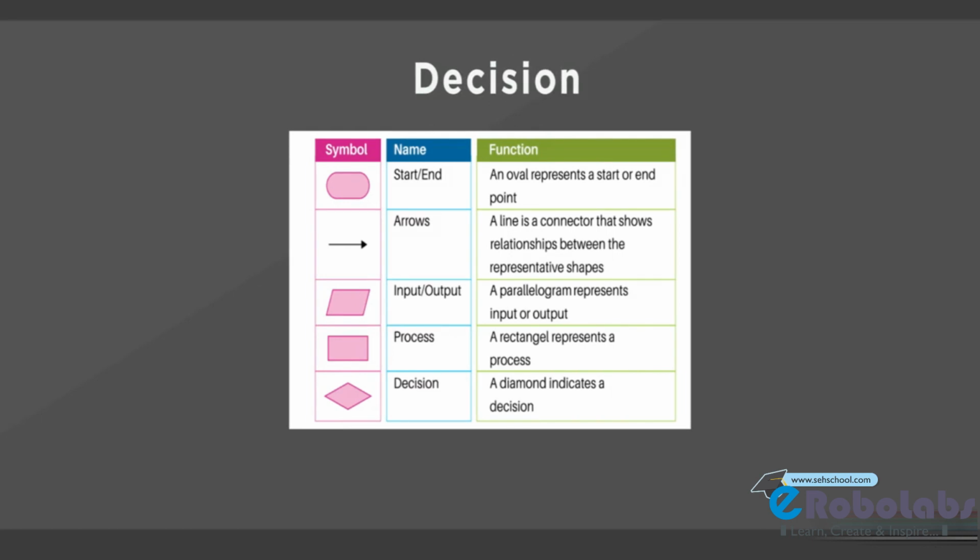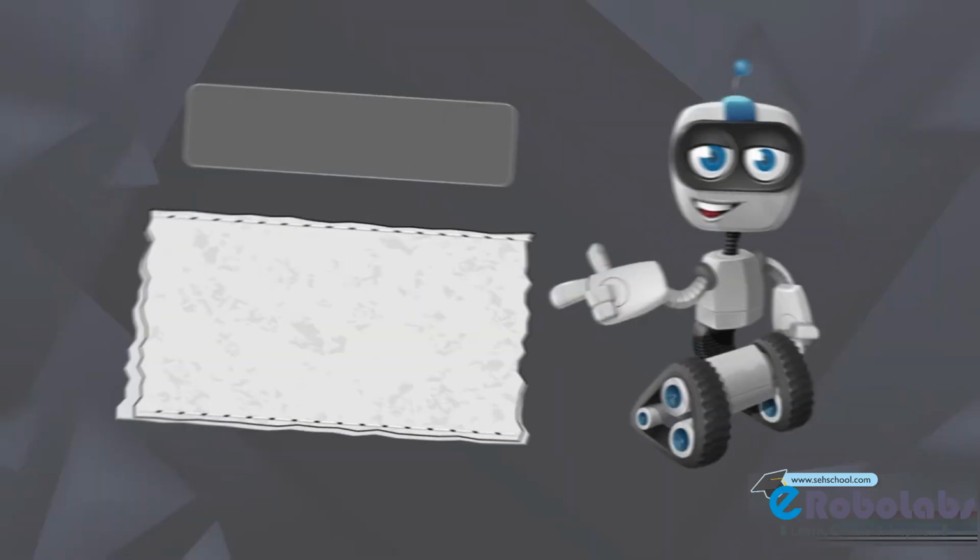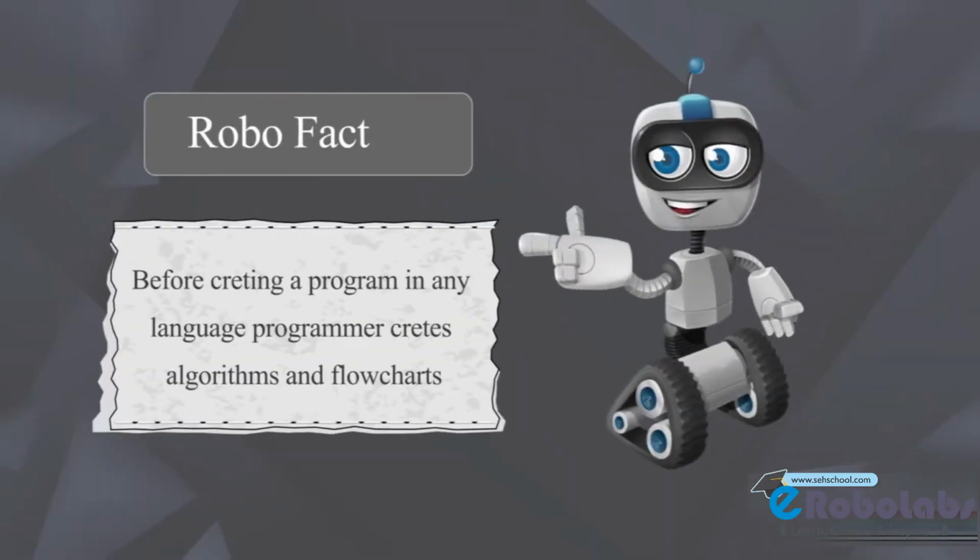The graphics above represent different parts of a flowchart. The process in a flowchart can be expressed through boxes and arrows with different sizes and colors. In a flowchart, we can easily highlight a certain element and the relationship between each part. Robo fact: Before creating a program in any language, programmer creates algorithms and flowcharts.